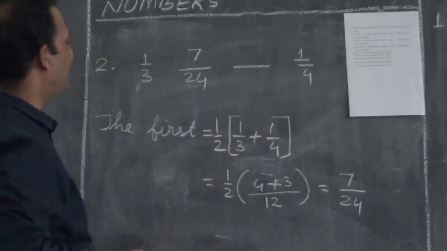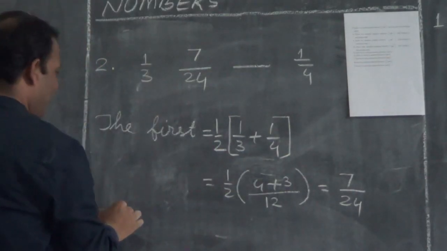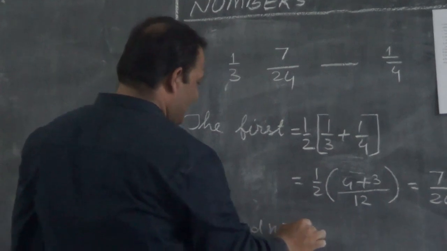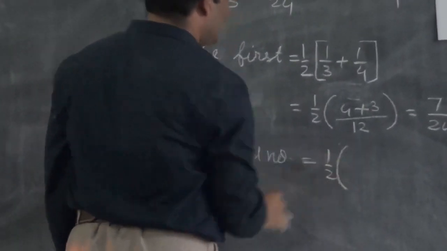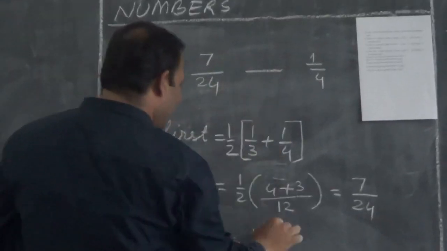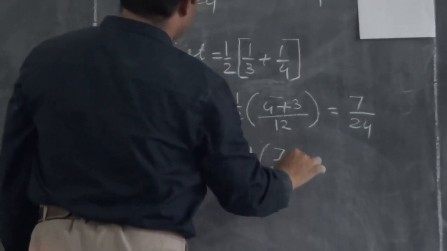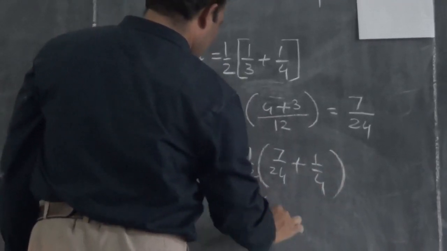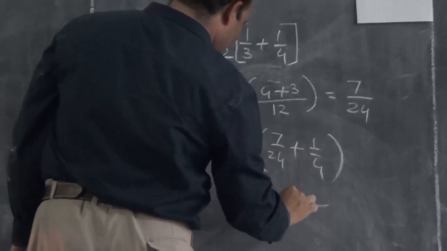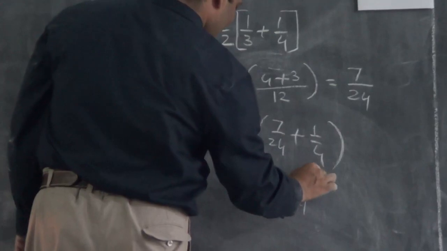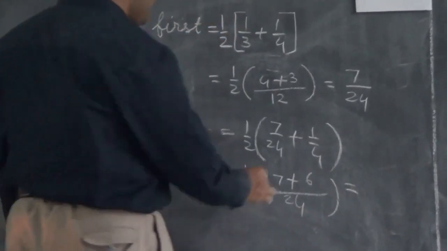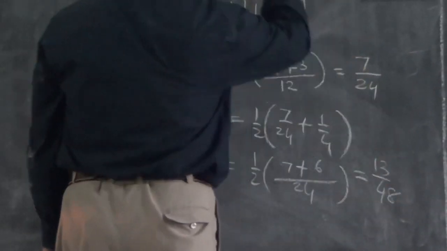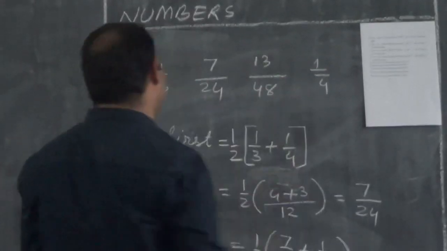Then I want to find the second number on that side. The second number equals 1 by 2 into, now between 7 by 24 and 1 by 4. That will give me 1 by 2, and 24 and 4 LCM is 24. 7 plus 6, that will give 13. 13 by 48.